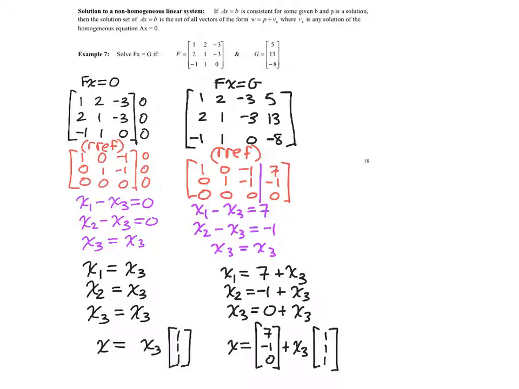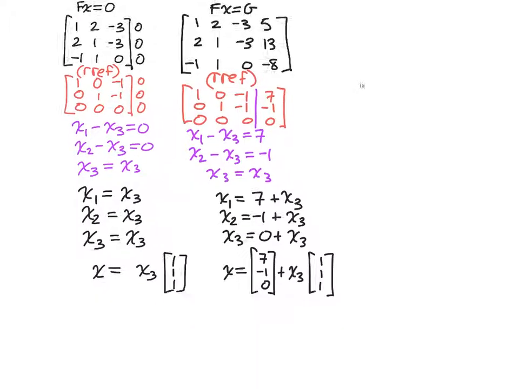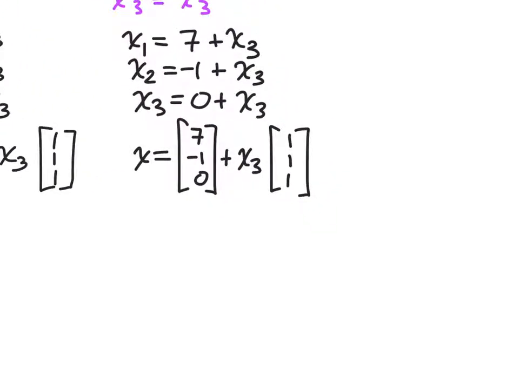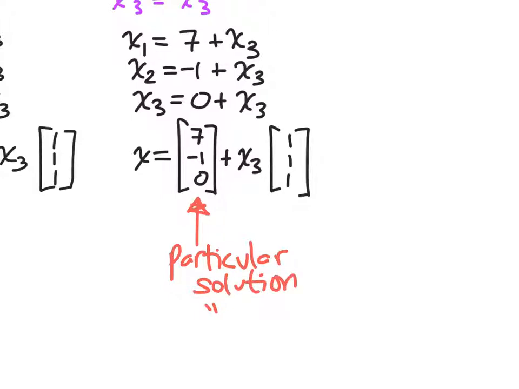Now, when I say it real fast like that, it sounds much more intelligent and difficult. But really, all that's saying is embedded in your AX equals B, or in this case, FX equals G, is the solution to the associated homogeneous linear system. You see you have the x3 times 1, 1, 1. It's here. So one part of it is going to be the particular solution, just like it was, the P part of the equation.